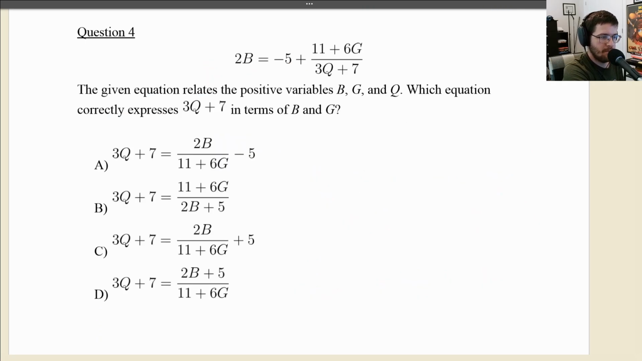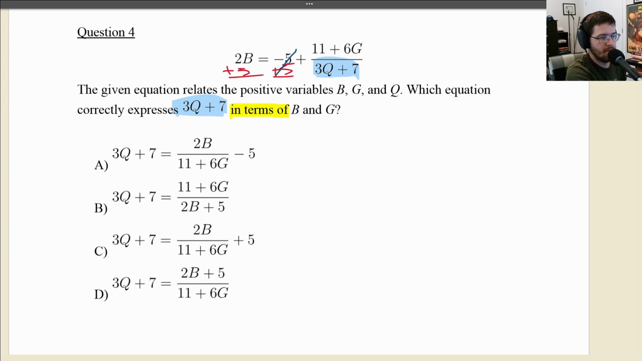Okay, question 4. So what we're going to do is, it says in terms of, we need to get the 3q plus 7 by itself, which is over here. Now he is in a group, and we need to isolate that group. That's our first plan of attack. We're not going to clear denominators. It's only one fraction. It's not going to help that much. We got to get this 5 out here, though, so we're going to add 5 to both sides.